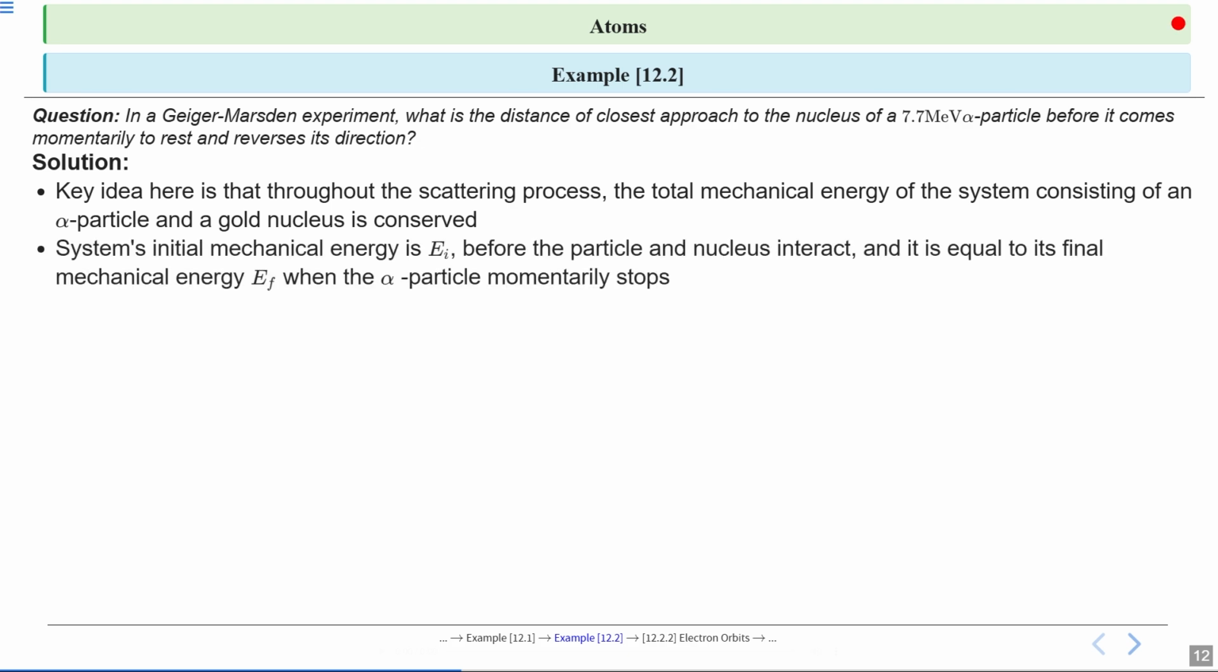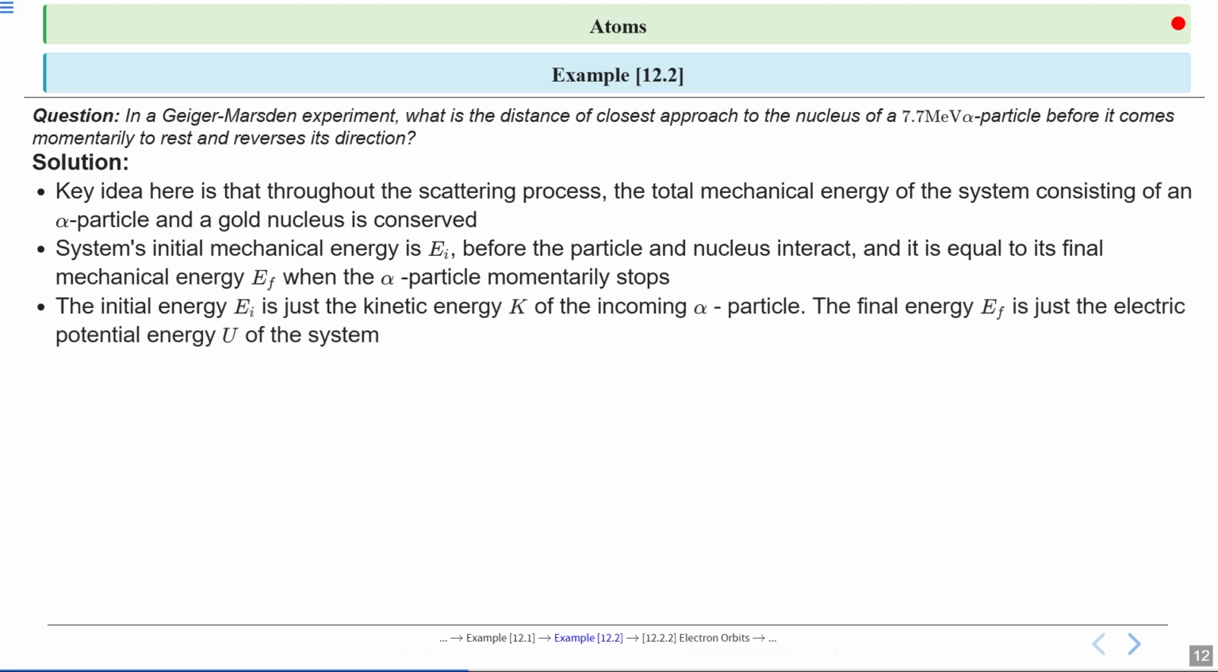Now let's break down what that means for our system. The initial mechanical energy, which we will call EI, is just the kinetic energy of the alpha particle before it gets closer to the nucleus. The final mechanical energy, EF, is what the system has when the alpha particle comes to rest at its closest point from the nucleus. At that moment, all the kinetic energy has been converted into electric potential energy.